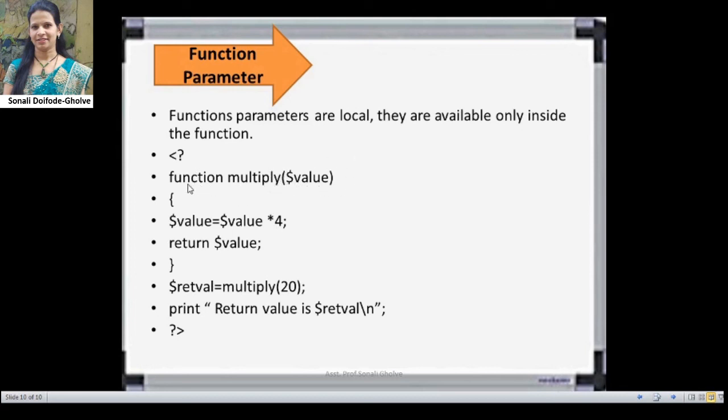So let's see the example, function multiply. Here we are using the function parameter as value. Value equals $value into 4. We are using this value here into 4, and then store the result inside your $value and then return value. Here we are using one variable to store this value. This is our function multiply. Multiply in brackets 20: we are sending the value 20. So here is value 20. So 20 into 4, that is 80. So this return value is 80. So this function will return you 80. Then print here: return value is 80.